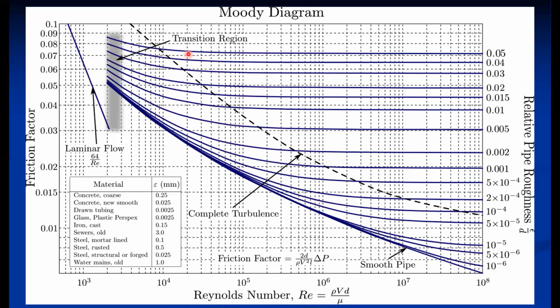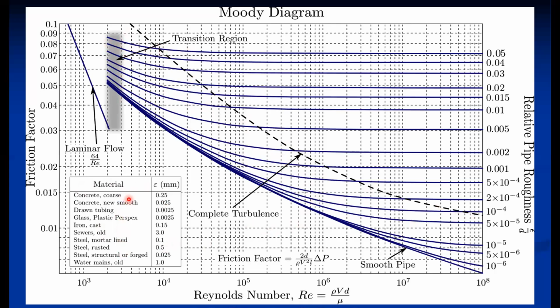So these lines are used for the transition flow as well, because of this portion. All these lines, there is a transition flow. Beyond this particular point, there is a turbulent flow. So the roughness values for different materials are also given.